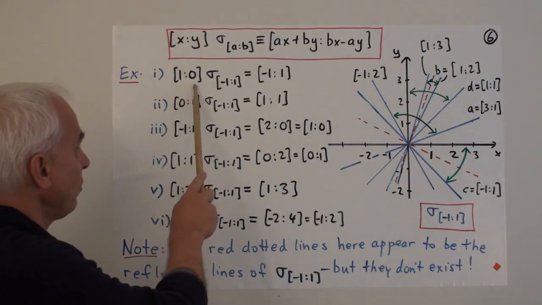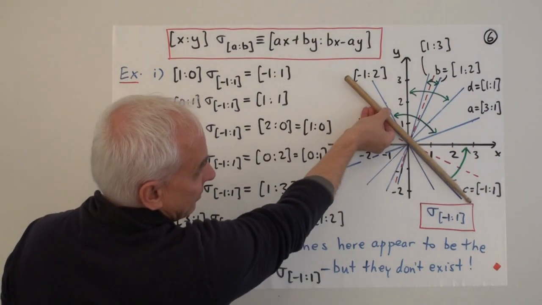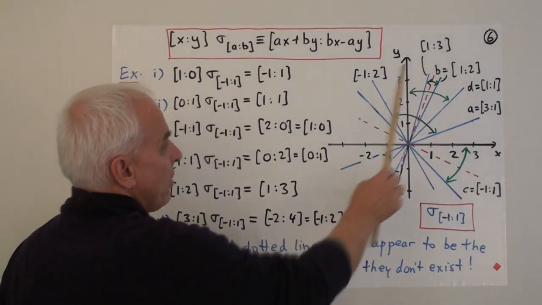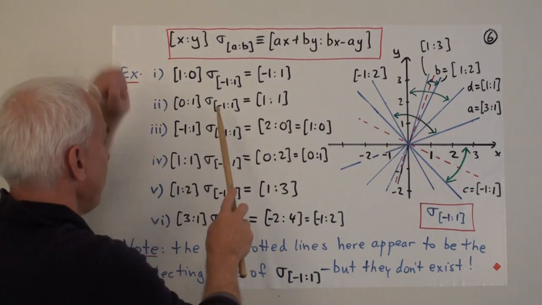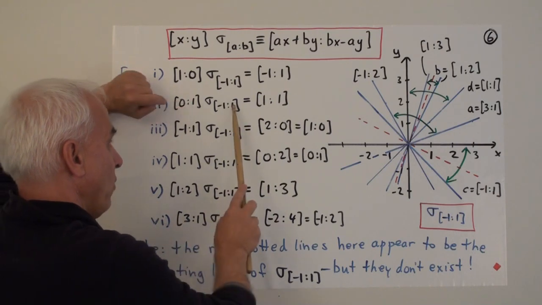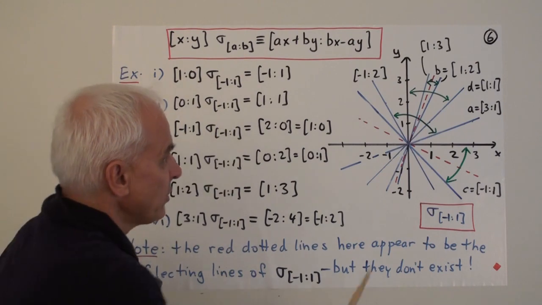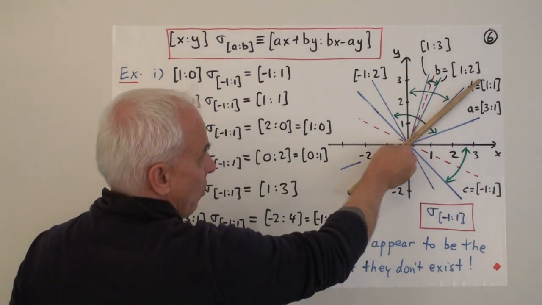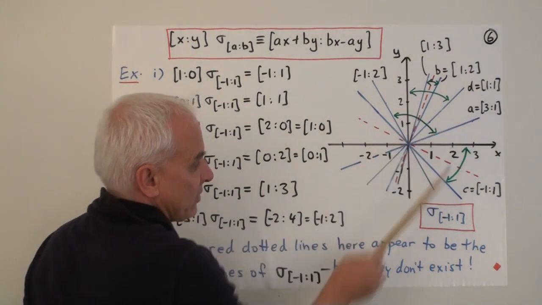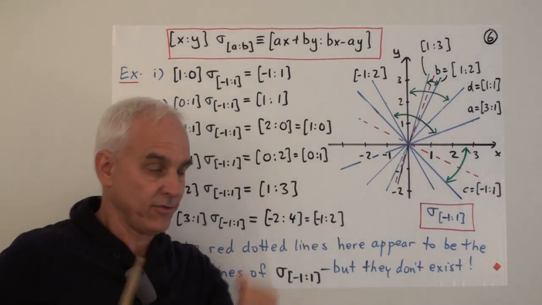Okay, so we've already seen that when we multiply 1, 0 by it, we get minus 1, 1. And when we multiply 0, 1 by this sigma, we get 1, 1. Let's check that. So it's minus 1 times 0 plus 1 times 1, which is 1. And then 1 times 0 minus minus 1 times 1, which is 1. So the effect is to send this line to 1 to 1. So this green arrow here represents the effect of this reflection when we're thinking of it in interpretation A-wise.